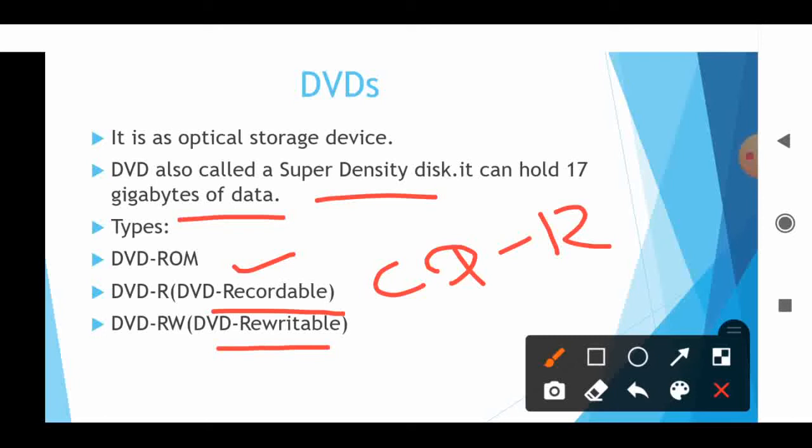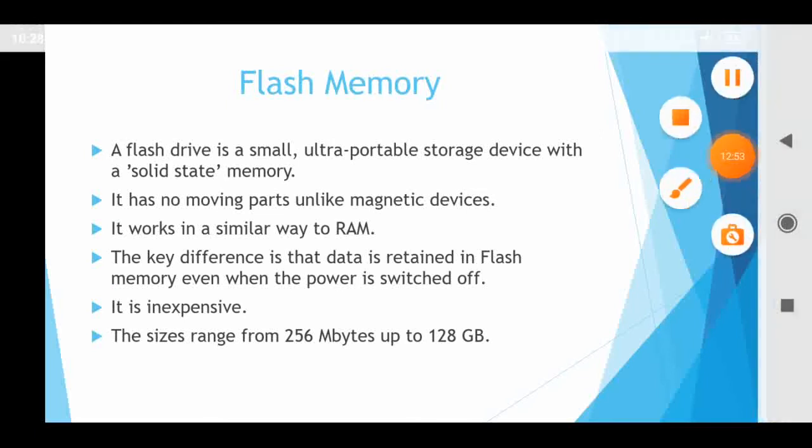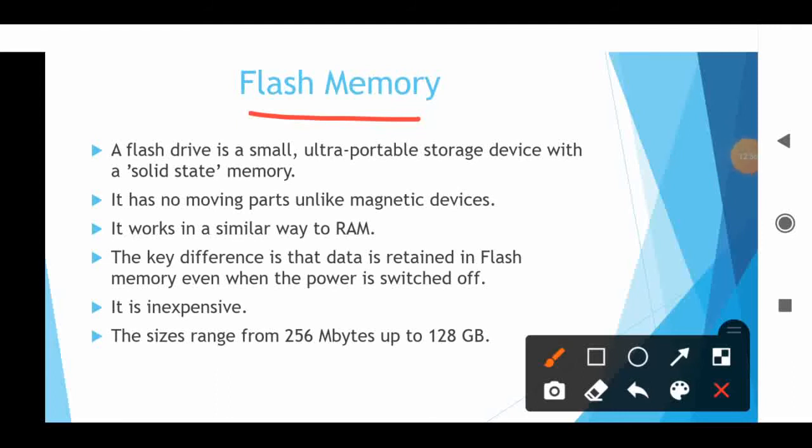DVD-ROM, DVD-R, DVD-RW. The next memory is flash memory. A flash drive is a small, ultra portable storage device with a solid state memory. It has no moving parts, unlike magnetic devices. It works similar to the RAM. The difference is that when the power gets switched off, the flash memory can retain the data. It is an inexpensive one. The size ranges from 256 megabytes to 128 gigabytes.